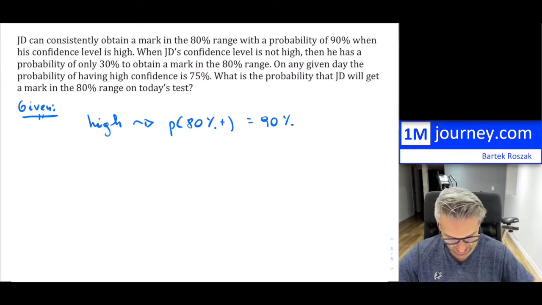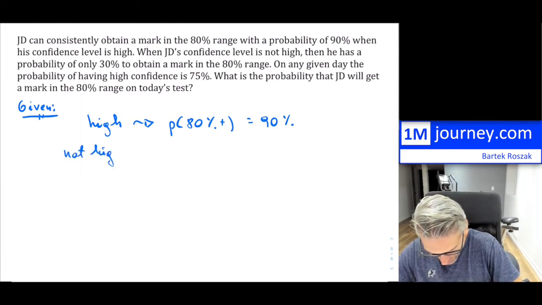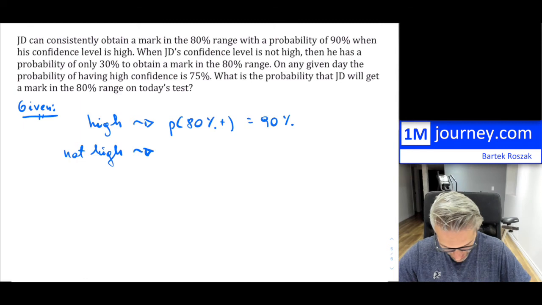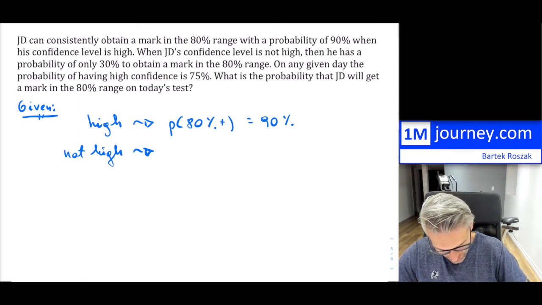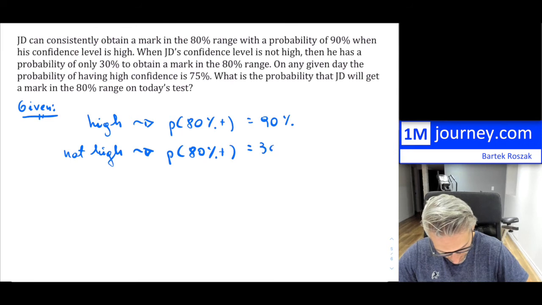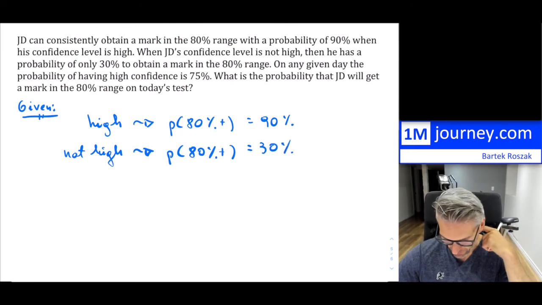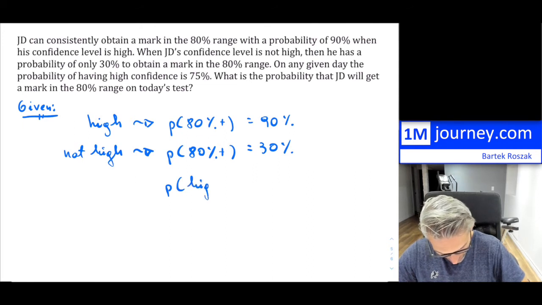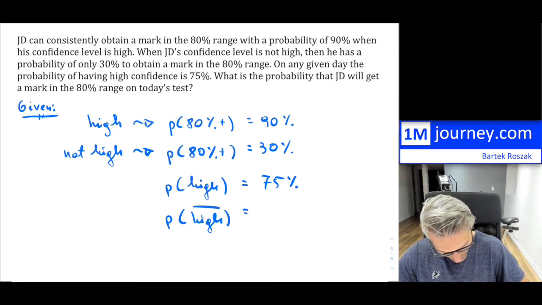When JD's confidence level is not high, so notice that the two are mutually exclusive, high and not high, they can't happen simultaneously at all, he has a probability of only 30% of obtaining this range. Now, on any given day, the probability of having high confidence is 75%, which means the probability of not high confidence is going to be 25%, or 100% minus the 75.